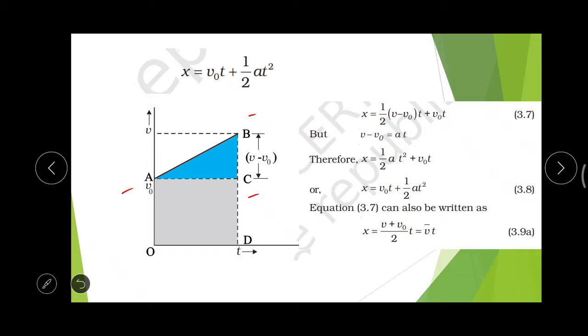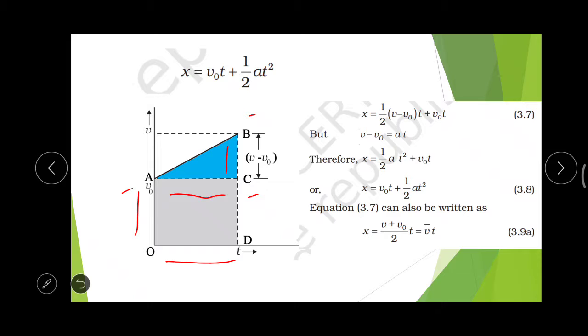So v minus v0 is the height, into t, which is the base length of the triangle. You know the equation for finding the area of the triangle. Now you have to add the area of the rectangle, that is v0 into t. v0 is the breadth and t is the length. Here t is the base length for the triangle, and v minus v0 is the height of the triangle.